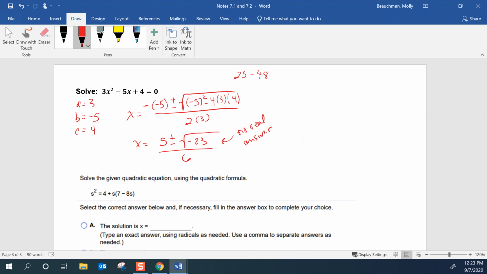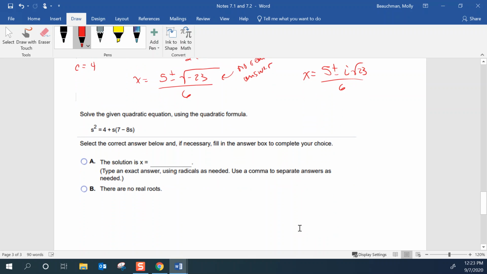And if we were going to work with complex numbers, it would be 5 plus or minus i times the square root of 23 over 6. Okay? So, but for us, if it ends up being a negative under the square root, we're going to say no real answer. But there are answers in terms of complex numbers.